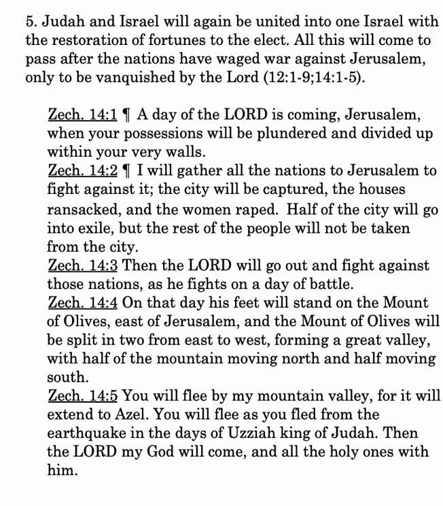Verse 5 tells us that you will flee by my mountain valley, for it will extend to Azel. You will flee as you fled from the earthquake in the days of Uzziah, king of Judah. Then the Lord my God will come and all the holy ones with him. Then the battle begins with Jesus engaging the enemy with his holy ones.